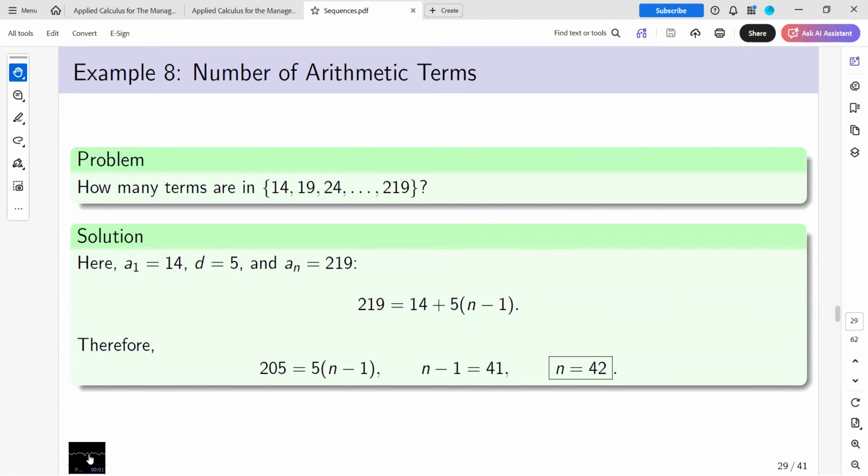Treat the final listed value as a sub-n and solve the general term equation for n. The answer must be a positive integer because a sequence cannot contain 41.7 terms. Fractions are welcome in the sequence, but not in the head count.